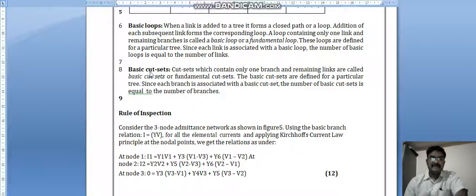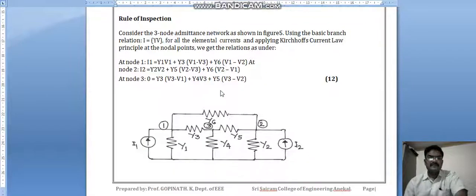Basic cut sets, which contain only one branch and the remaining links, are called basic cut sets, or fundamental cut sets, just like basic loops. The basic cut sets are defined for a particular tree. Since each branch is associated with a basic cut set, the number of basic cut sets is equal to the number of branches. Now we go for the rule of inspection.